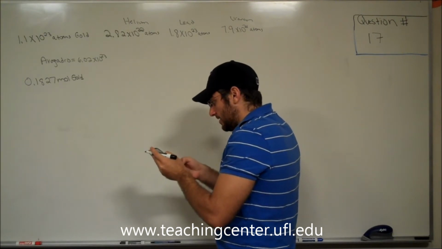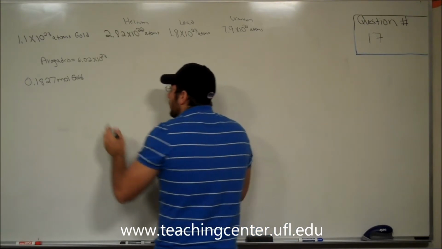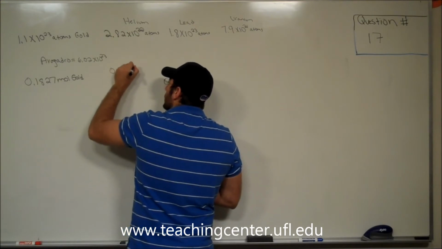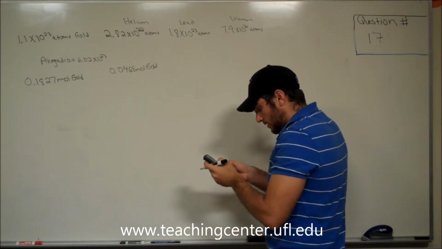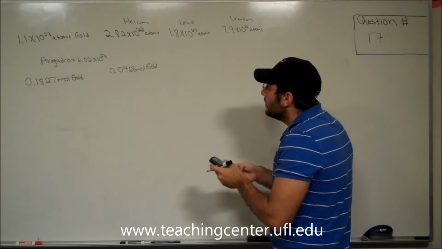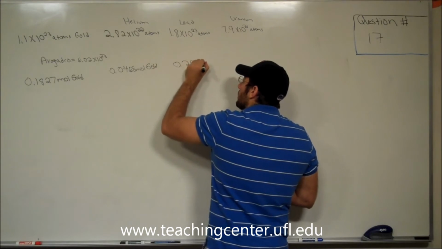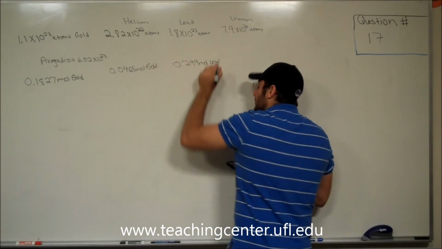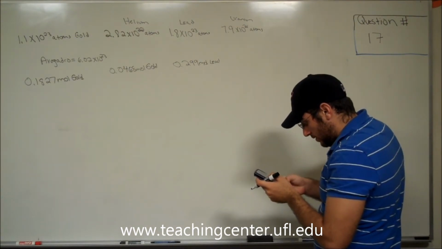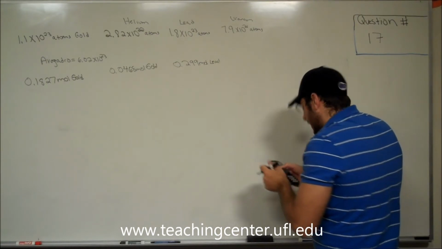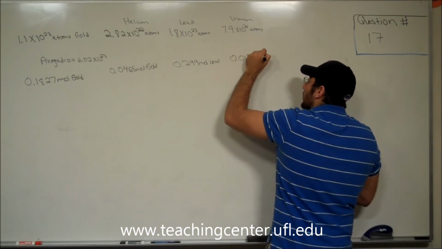And we'll keep doing that. 2.82 times 10 to the 22nd divided by 6.02 times 10 to the 23rd gives 0.0468 moles of helium. Then 0.299 moles of lead, and 0.01312 moles of uranium.